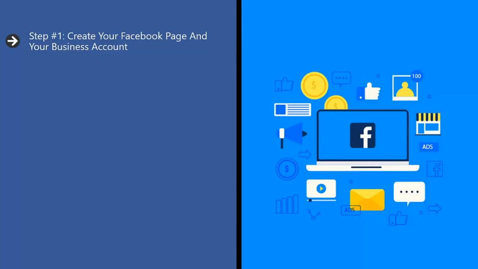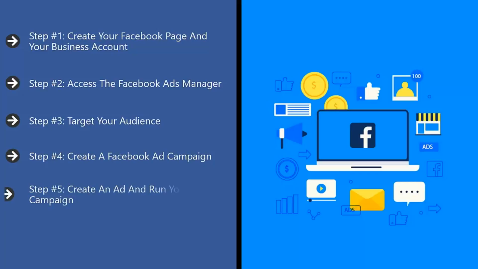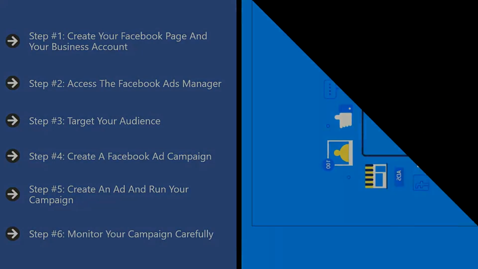Step number 1, create your Facebook page and your business account. Step number 2, access the Facebook Ads Manager. Step number 3, target your audience. Step number 4, create a Facebook ad campaign. Step number 5, create an ad and run your campaign. Step number 6, monitor your campaign carefully.